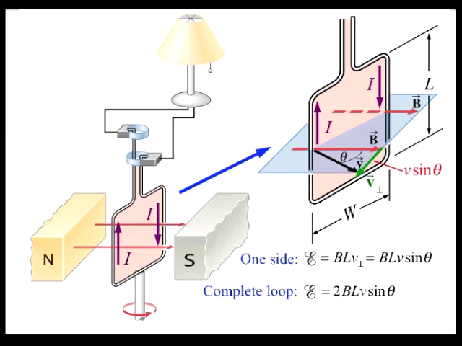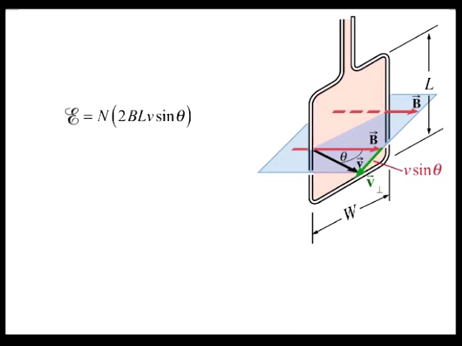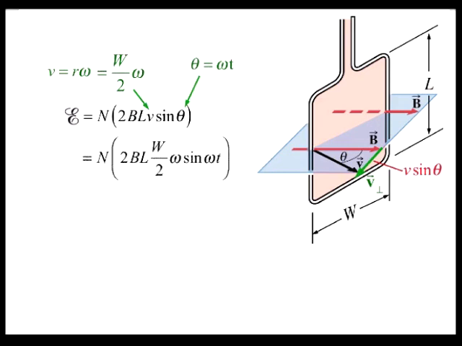Finally, assuming that there are N loops of wire in the coil, the total EMF is equal to N times BLv sine theta. If we now convert from linear to angular variables, we have v equals r omega, where r equals W divided by 2, and theta equals omega t. The EMF is then equal to N times 2BL omega times W divided by 2 times sine omega t. Canceling the 2's and noting that L times W is equal to the area A of the loop, we have the EMF equal to NAB omega times sine omega t.